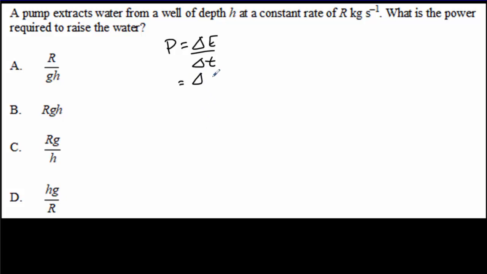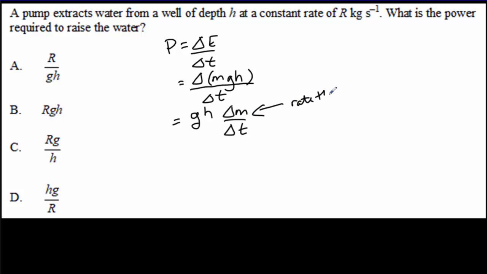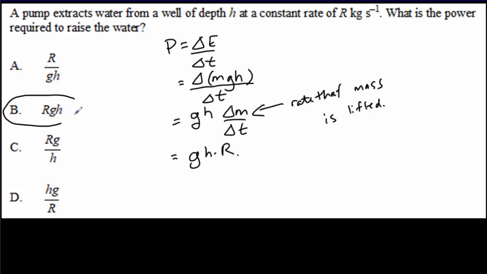So that would be the change in gravitational potential energy, the change in mgh per unit time. Now, of course, g and h are constants. They're not changing, so I can bring them outside the delta. And that'll give me delta m, and the delta t I'll put right under the m. So this here, delta m over delta t, that's the rate that mass is lifted, which is what we're calling R. So our final answer here is gh times R, or R times gh. The correct answer is B.